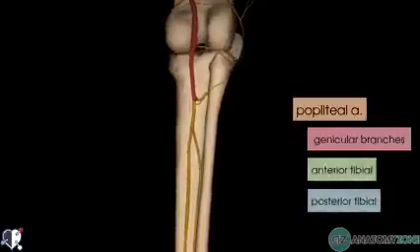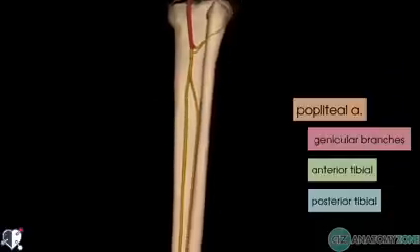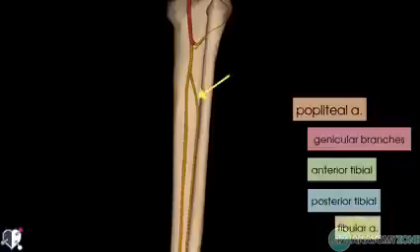The posterior tibial artery, which you can see here, descends along the superficial surface of the deep posterior muscles of the posterior compartment, and it gives off the fibular artery, which is also referred to sometimes as the peroneal artery, and this branch supplies the lateral compartment of the leg.